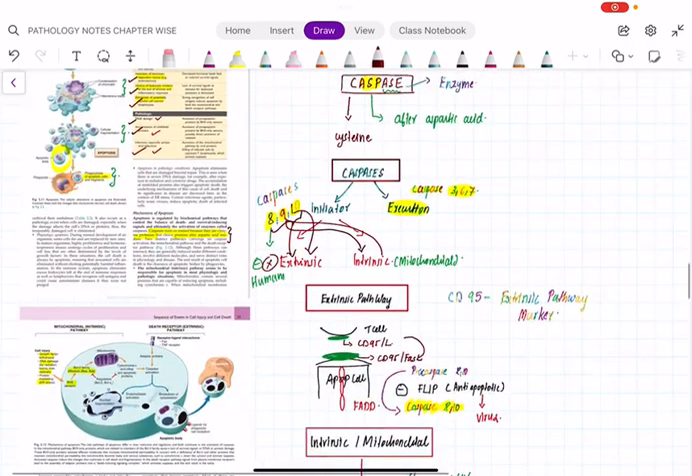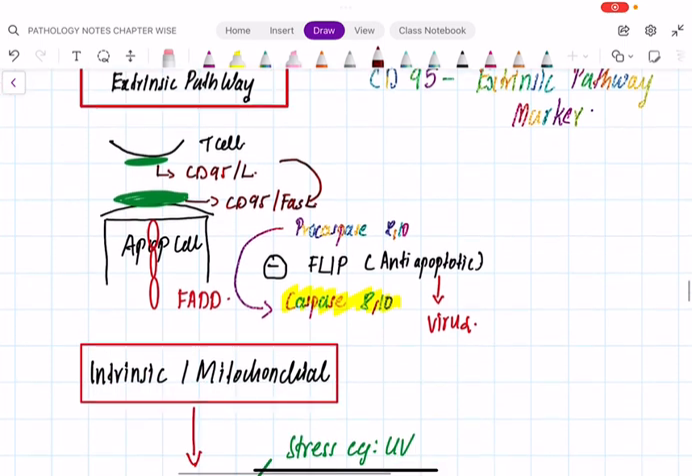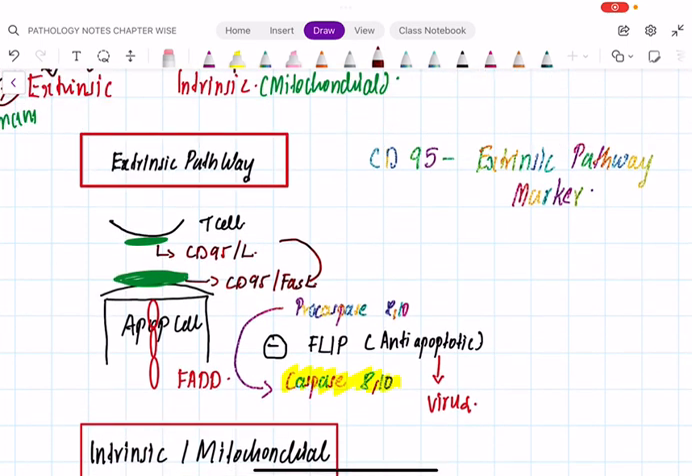Let us see what this extrinsic pathway is. Focus on this picture because the theory is a little bit complicated. I will tell it in simple terms.